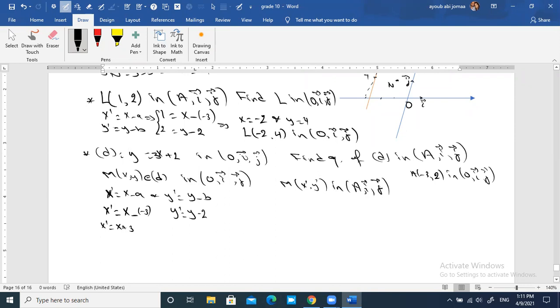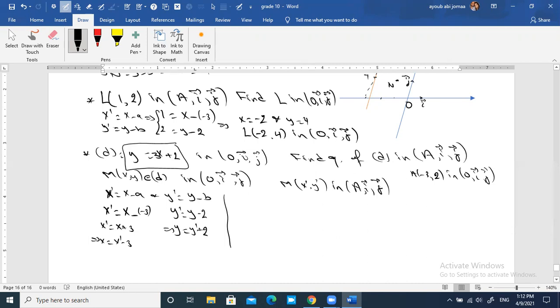Now, the idea is to find the relation between x prime and y prime, the relation between the coordinates of point M in the system AIJ. I have a relation between x and y, and you have x prime in terms of x and y prime in terms of y. Replace y by its value and replace x by its value. If you find x, then x is equal to x prime minus 3. And y is equal to y prime plus 2.